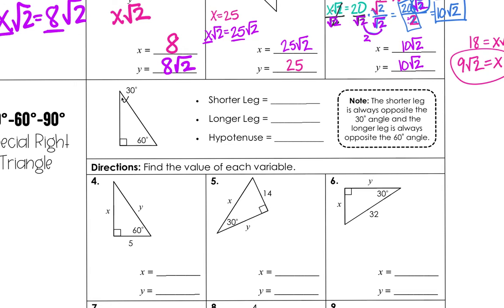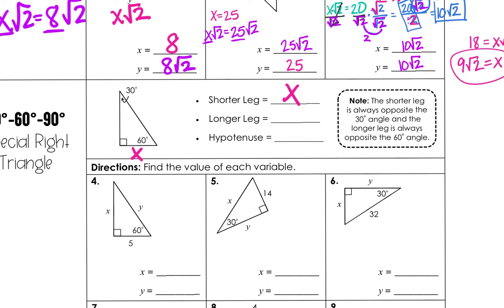So find your shortest leg. Where's the shortest leg located? Across from the smallest angle. Okay, remember the triangle inequalities from chapter 5. So your smallest side will always be opposite the smallest angle. So that is going to be x.